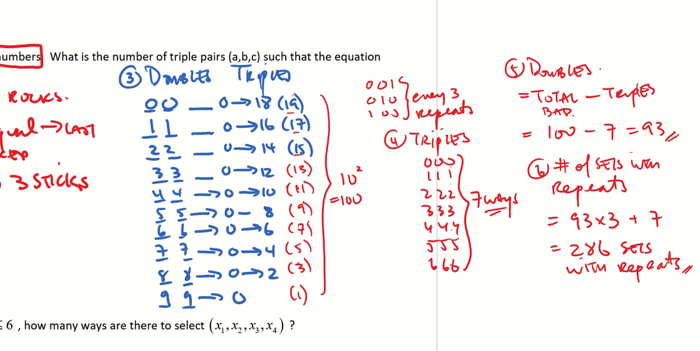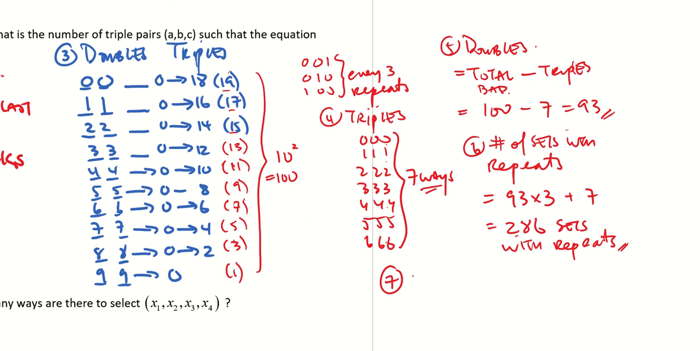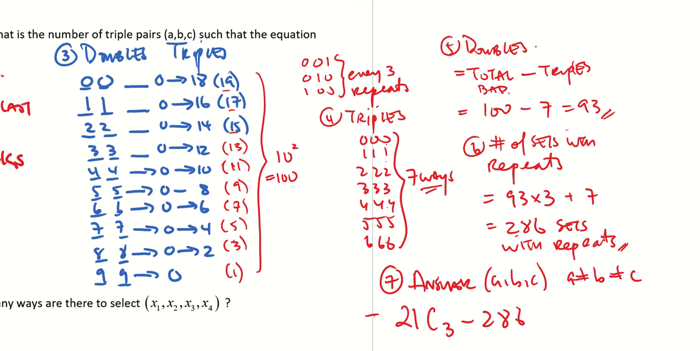So altogether, your answer, which is the sets of A, B, C, where A, B, and C are not the same, will be 21 choose 3 minus 286. Okay? So 21 choose 3 will be 21 times 20 times 19 divided by 6. And then minus 286, that gives me 1,044 altogether. Okay? I hope this one makes sense, and I'll be creating a PowerPoint just for this one so you can follow through.